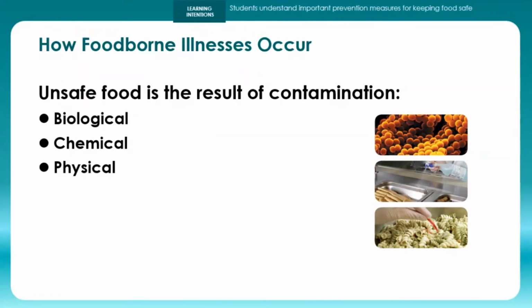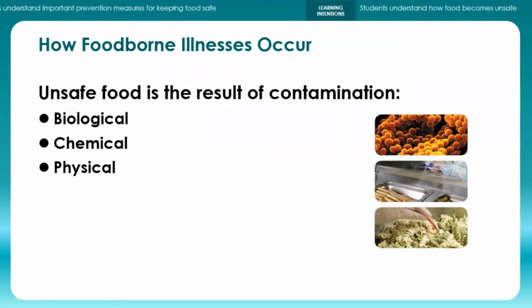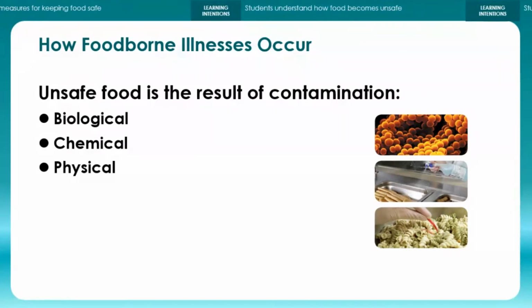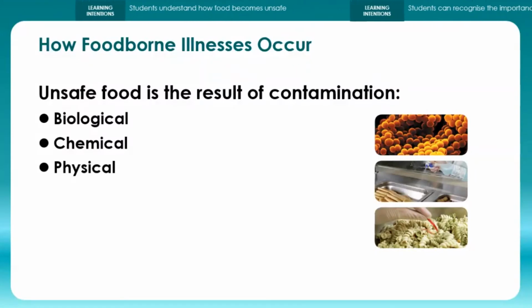Foodborne illnesses such as food poisoning can happen if unsafe food is the result of contamination. And the contamination can happen either from a biological source, a chemical source, or a physical source.